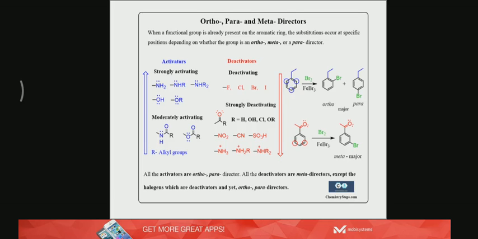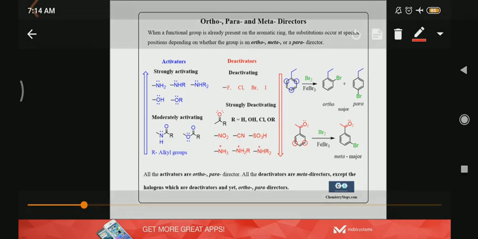Here, see, the activating groups increase the reactivity, and they will show ortho-para orientation. Whereas the deactivating groups are decreasing the reactivity and they are meta-directing. So this goes hand in hand. Activating groups are generally ortho-para directing. Deactivating groups are generally meta-directing as far as electrophilic substitution reaction is concerned, with an exception of halogens, which are basically deactivating but ortho-para directing.